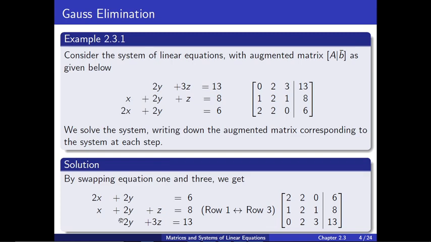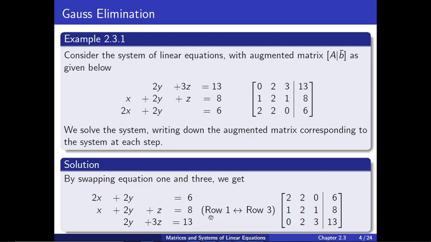So in trying to solve this, the first thing we are going to do is to swap equation 1 and 3. If we swap them, equation 3 becomes equation 1. So now we have 2x plus 2y is equal to 6, then the second equation remains unchanged, and the third equation is the old first equation. So we've got 2y plus 3z is equal to 13.